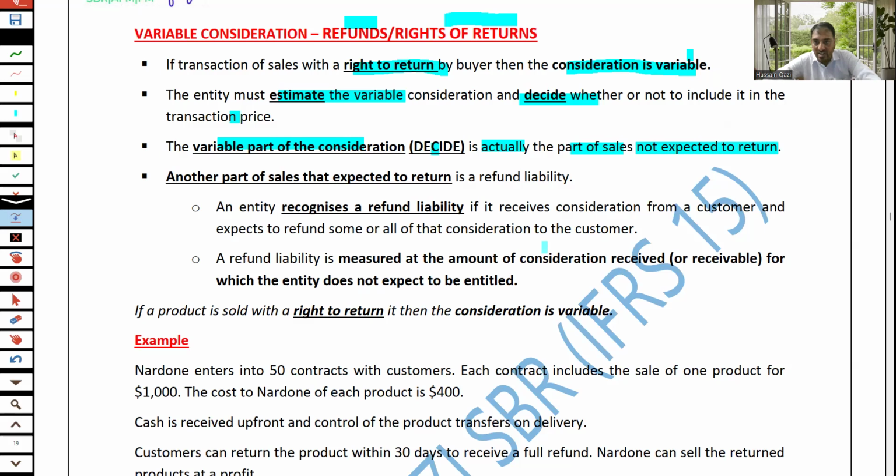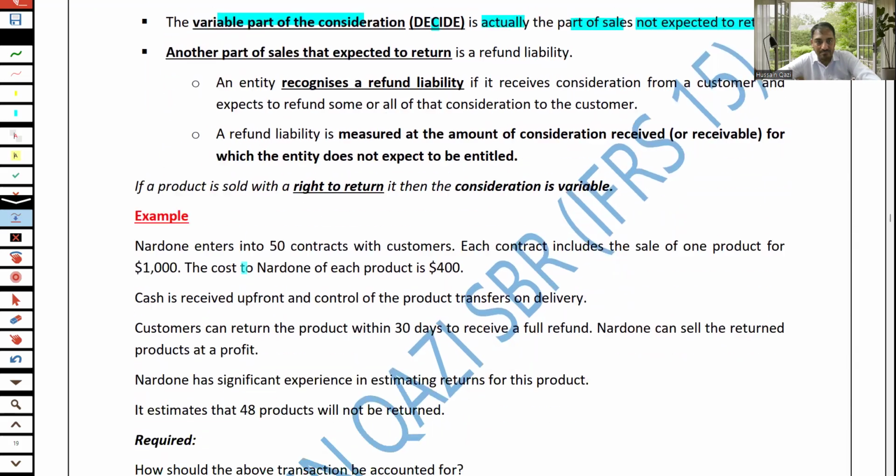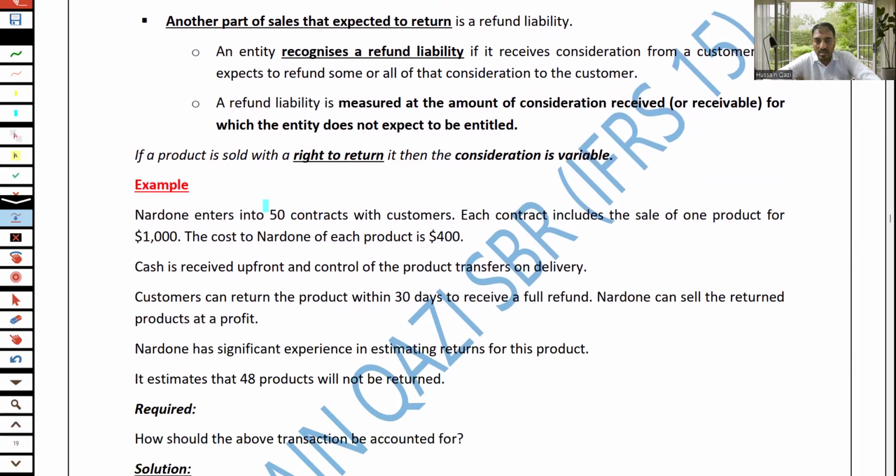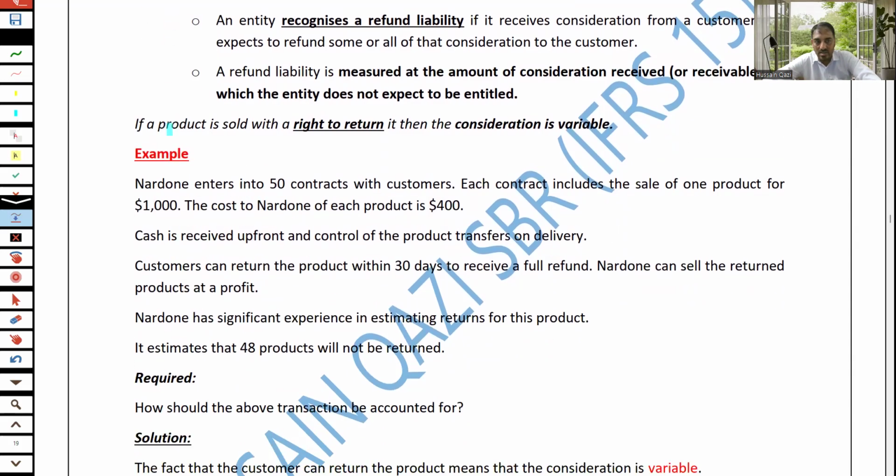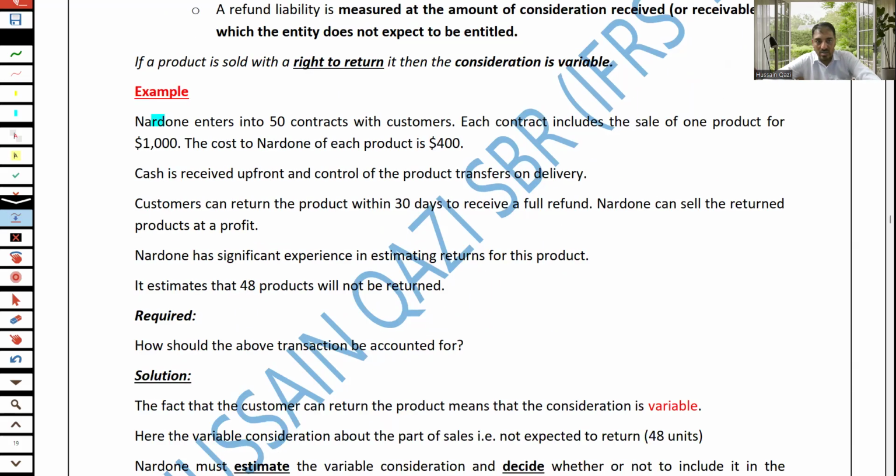This part I will read after the discussion of this example. Now, read the example. Nardone enters into 50 contracts with customers. Each contract includes the sale of one product for 1000 units. The cost to Nardone for each product is 400 units. Okay, cost is 400, sales price 1000.